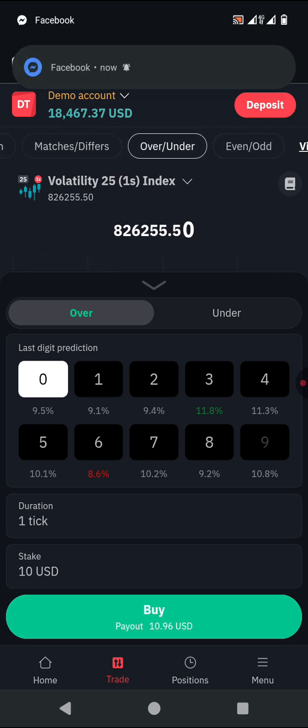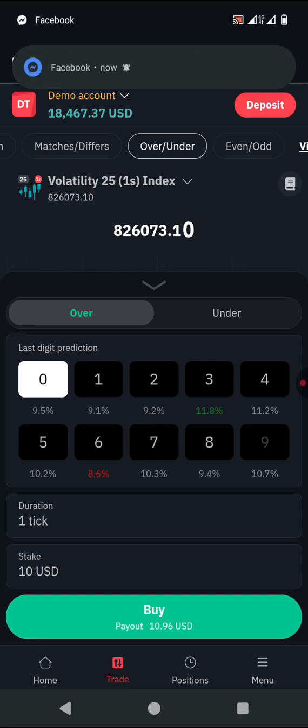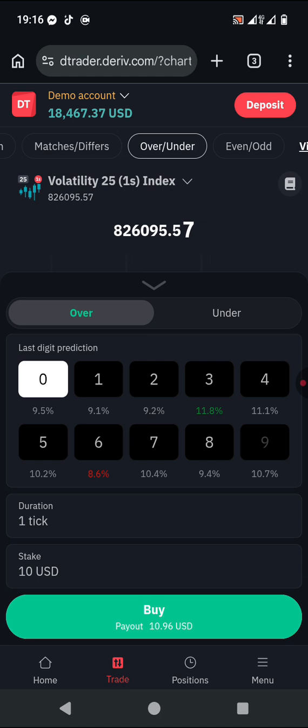But as for you, I want you to focus on over and under, because that is at least better and easy to understand as a beginner. So this is what we are going to do. Before you trade over zero, you need to understand the risk behind it, the profit you can get, and if it is beneficial for you. Because there are some people who say that over zero is not profitable at all.